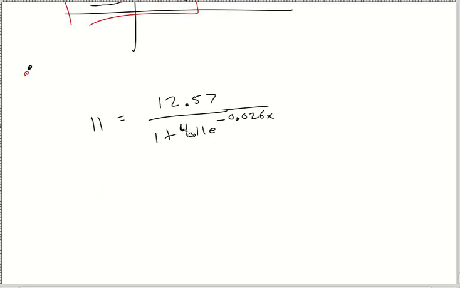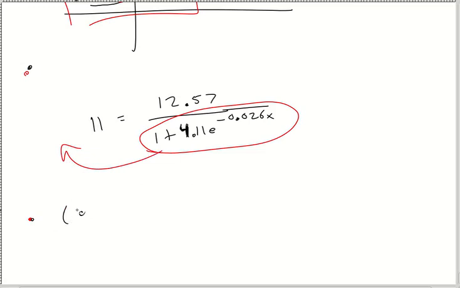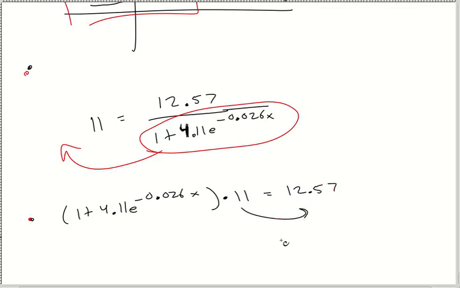So how do I solve this mathy-wise? What do I do? Well, you do a lot of steps. First off, this is a big fraction, and I do not like fractions, so I'm going to move it to the side. Now, I want to also move the 11 over, but I'm not going to do it just yet because I want to do each step individually right now. So this is times 11 equals 12.57. Now I'll divide by 11.